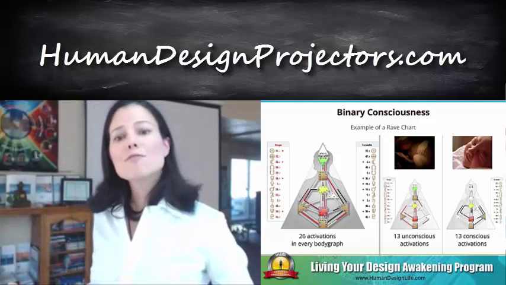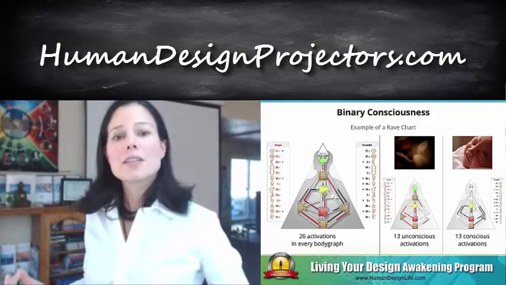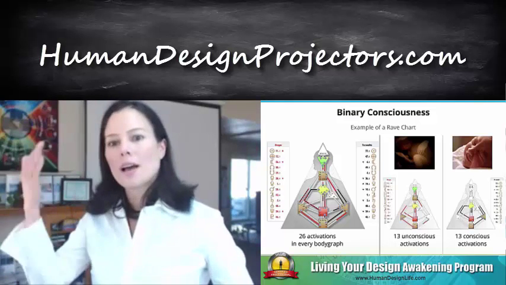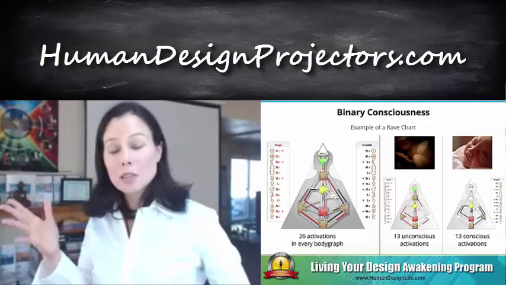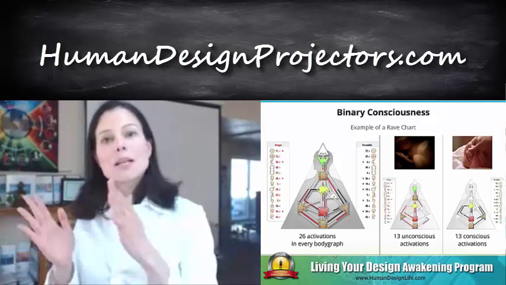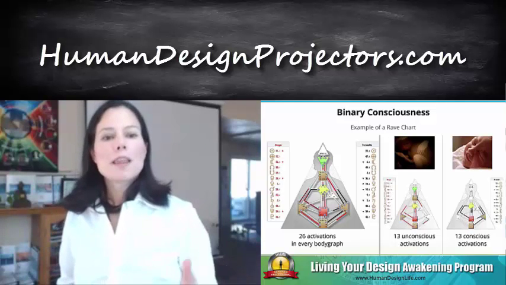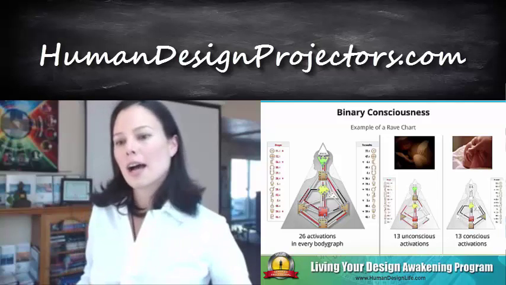So you can see that everyone has 26 activations in every single body graph, even though you might have less according to looking at the chart, because there might be, I know somebody that has gate 52 5 times. It's like, whoa, there was a lot of things happening in that gate when she was born and imprinted. So everyone will always have 13 unconscious or 13 conscious activations.